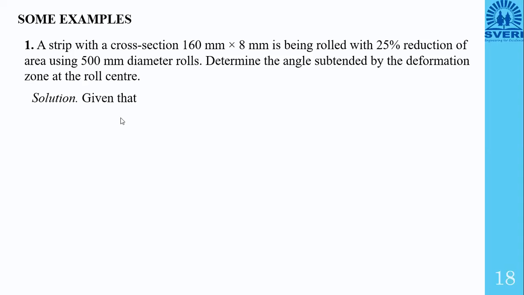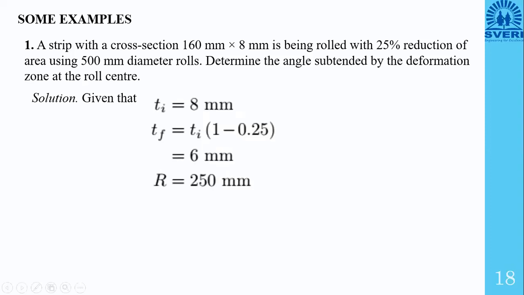So the given data is with us. What is that given data? This is the given data. Ti, initial thickness, let's consider it is 8 mm, then Tf is equal to Ti into (1 minus 0.25). That means 25% reduction is there. If I consider 8 as 1, then I have to calculate the value for 0.75. So that is 6 mm. R is given, that is 250 mm. Okay, so this is the given data.